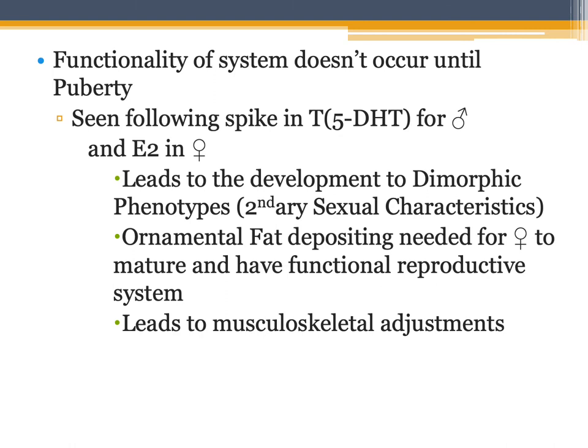There are two distinct things that are necessary for female puberty to take place. One of them is the initiation of ornamental fat depositing, particularly around the pelvis. This ornamental fat is necessary for enzymatic functions to allow for the development of estrogen and estrogen spiking. For both males and females, we will see distinct musculoskeletal adjustments, as well as the development of post-secondary or reproductive characteristics.